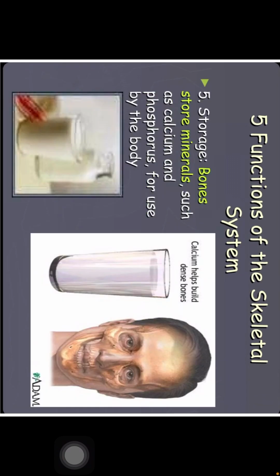So next is storage. Bones store minerals such as calcium and phosphorus for use by the body. The bones themselves are made of minerals and act as a mineral store for calcium and phosphorus, which can be given up when the body requires the minerals for other functions.